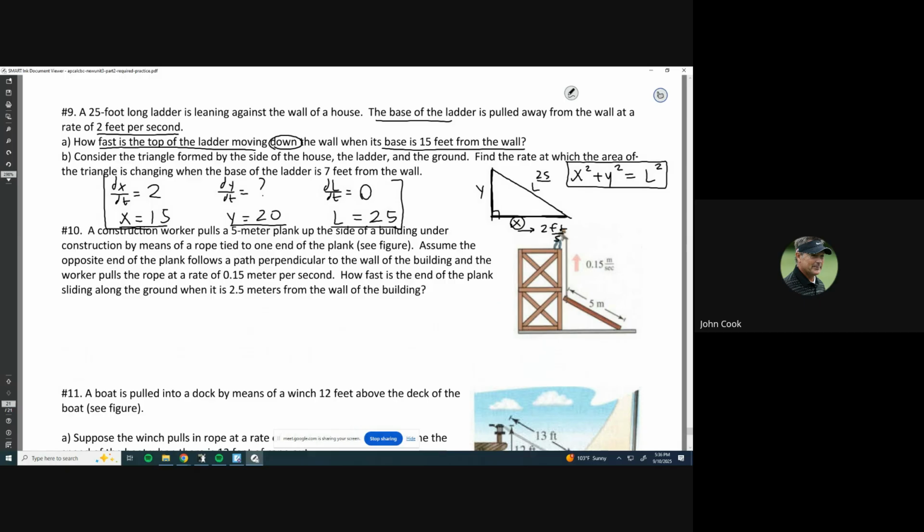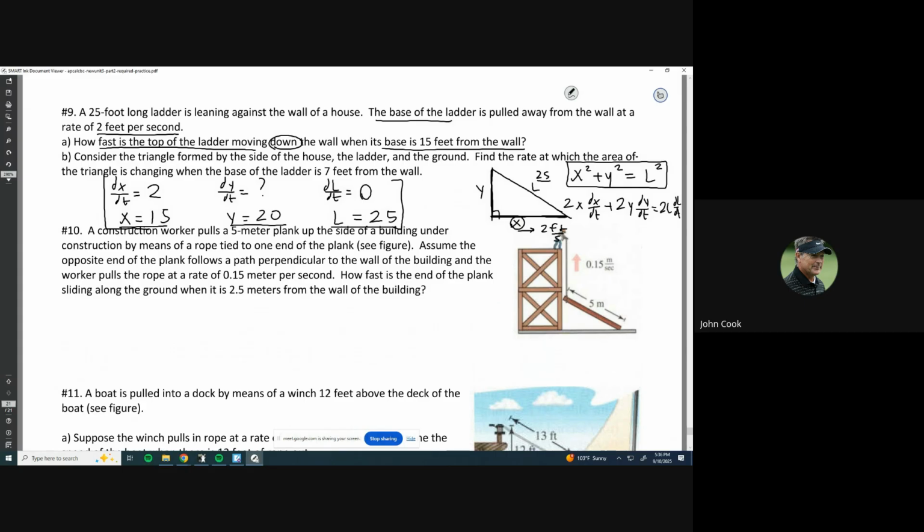So we take the derivative using implicit differentiation. The derivative of x squared is going to be 2x dx/dt because we're taking its time derivative. The derivative of y squared is going to be 2y dy/dt. And the derivative of L squared is going to be 2L dL/dt.